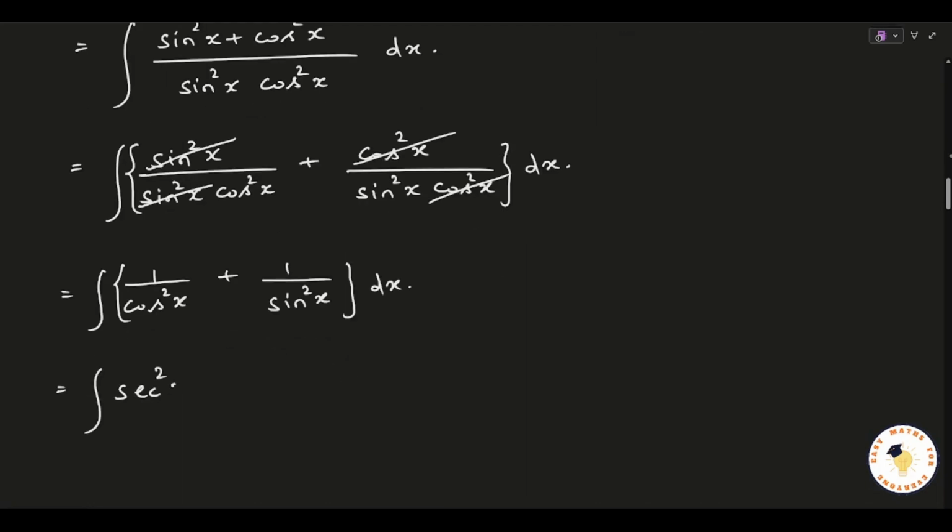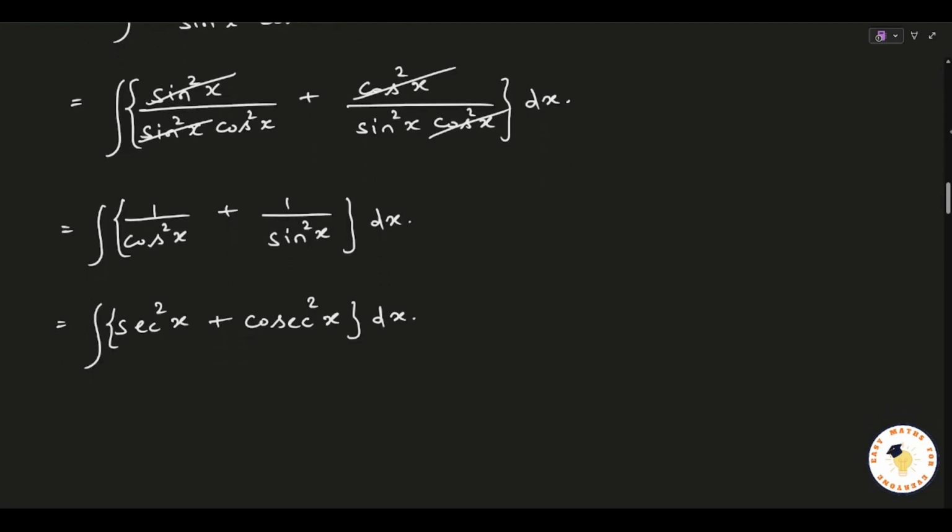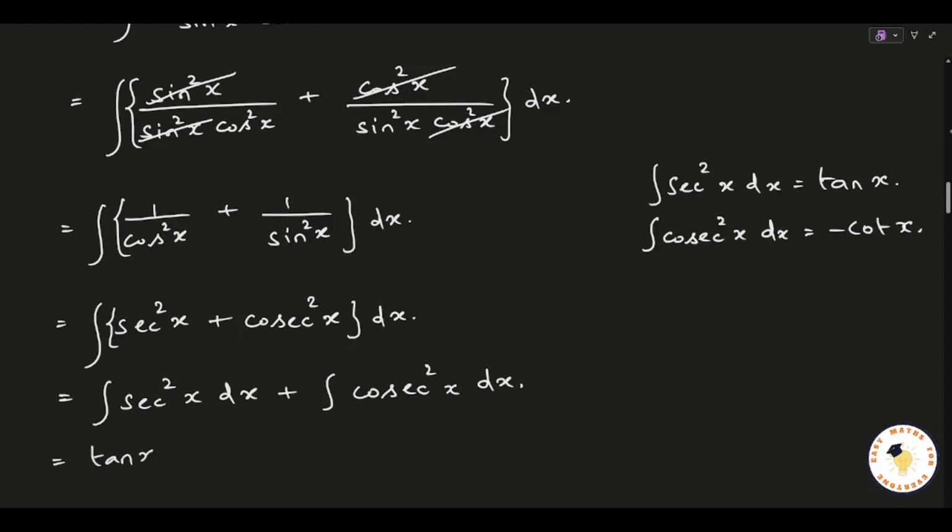1 by cos square is secant square x, 1 by sin square is cosecant square x into dx. Now you can split this into individual integrals, like integral secant square x dx plus integral cosecant square x dx. And there are direct answers for them, right? So tan x minus cot x plus constant of integration c.